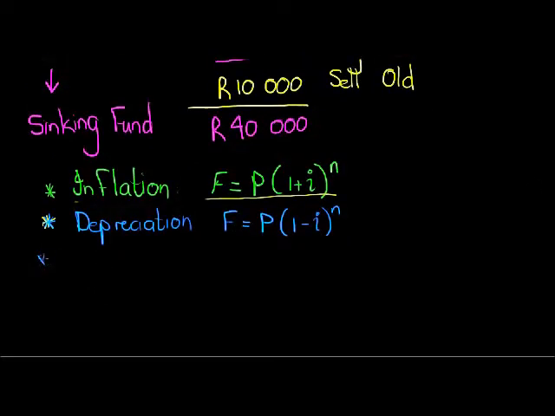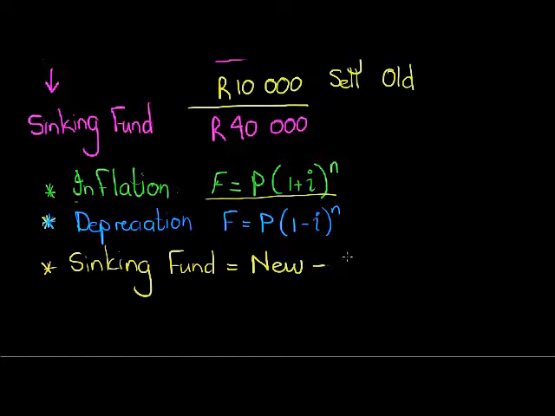Next, I need to calculate my sinking fund. How will I calculate how much money I must have in the end? Okay. In the end, it is simply new minus the old. So new minus the old. Okay, what will the new one cost? What will the old one cost? And the new minus the old, that's the 40,000 answer that we get. That's how much I need to have in my sinking fund.